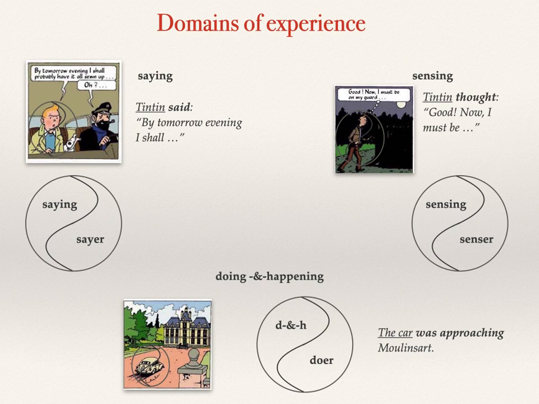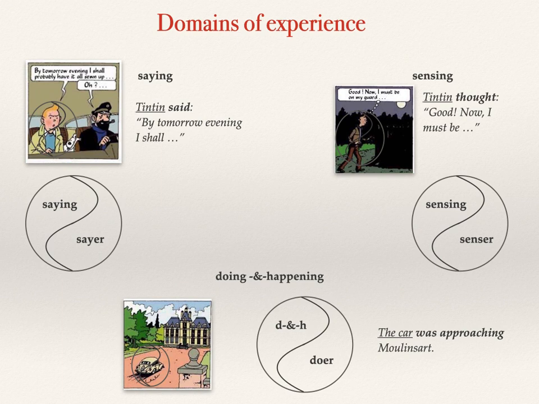And again, similarly with doing and happening. Now, the fusion is with the car. It is both a doer, or mover, and it also represents the process of moving, a process of doing and happening. If we translate that into English, it would be something like the car was approaching Murinzar, with a separation of the participant, the car, and the process, was approaching. So that's quite interesting when we compare the pictorial representation of experience and the linguistic representation of experience.